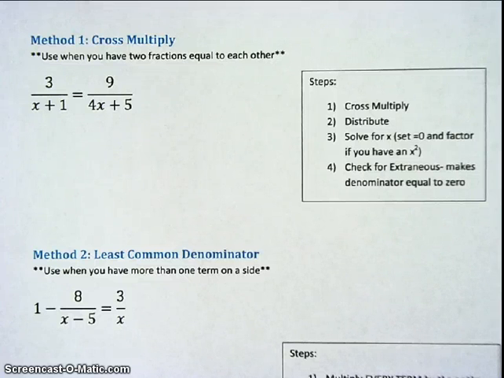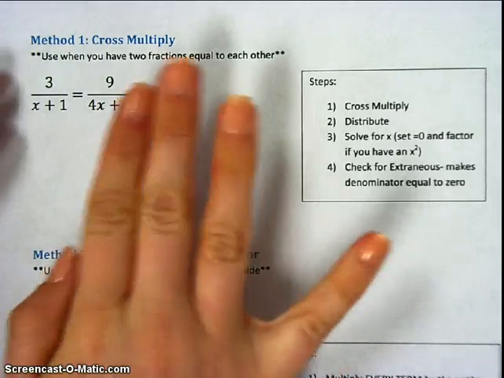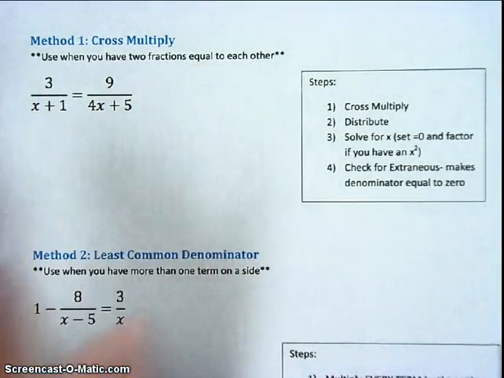Now we're looking at solving rational equations. There are two different ways we're going to look at doing it. The first method is cross-multiplying. You're going to use this when you have two fractions that are equal to each other. So we don't have any extra terms. We just have one fraction equal to the other fraction.